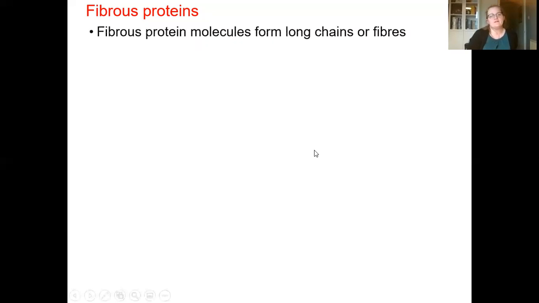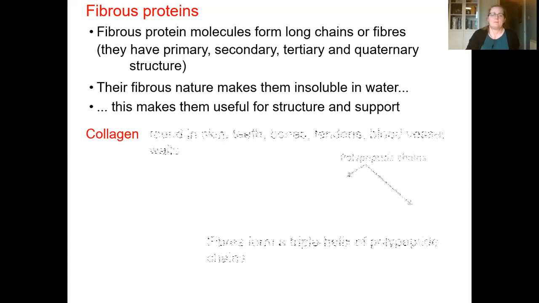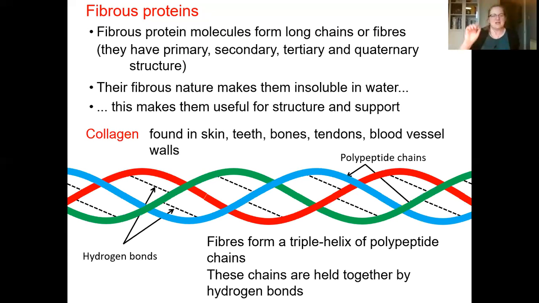So still fibrous proteins. I think we're nearly at the end. So fibrous proteins, long chains, forming 4 structures. They're insoluble in water. And so we get this shape again. So skin, teeth, bones, and we have these cross-linking parts that make them really, really strong. So they can make a triple helix of a polypeptide chain. And these chains are held together by those hydrogen bonds, and they are really, really super strong.